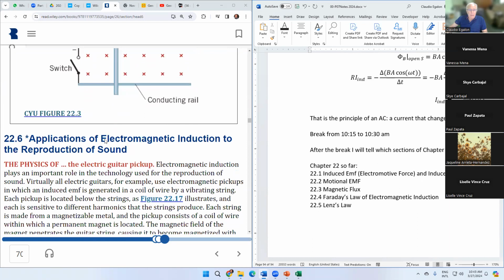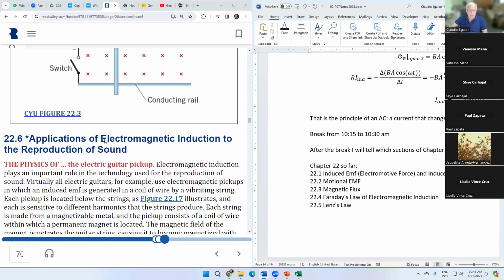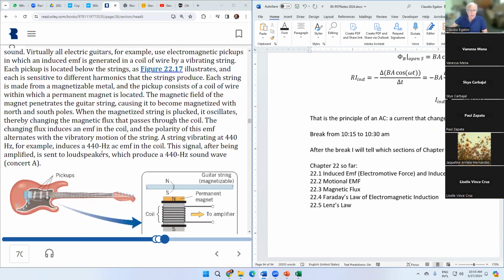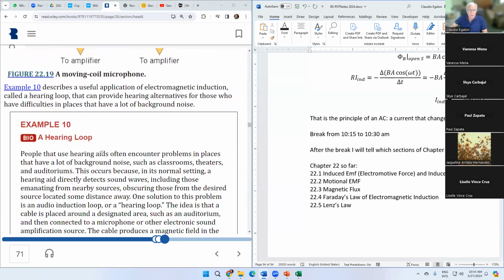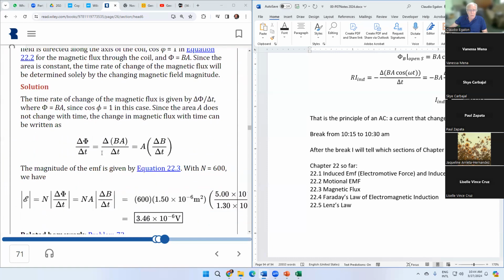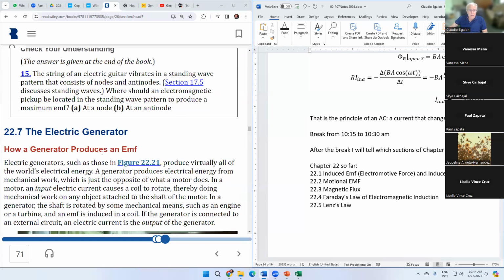And applications of electromagnetic induction to the reproduction of sound. I'm not going to cover that. Okay, 22.6. Electric generator. How to generate? Oh, okay. So we did that, right? A generator. How is it? Electric generator.